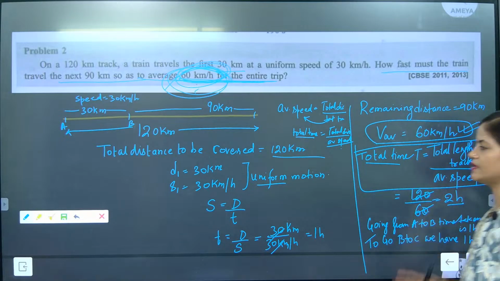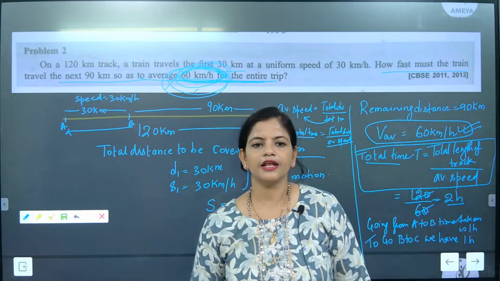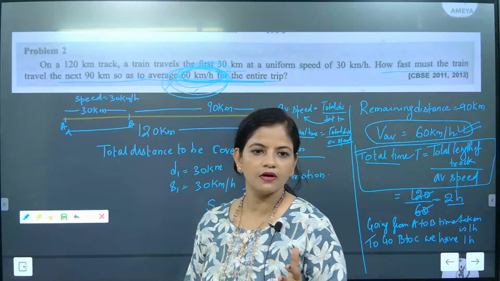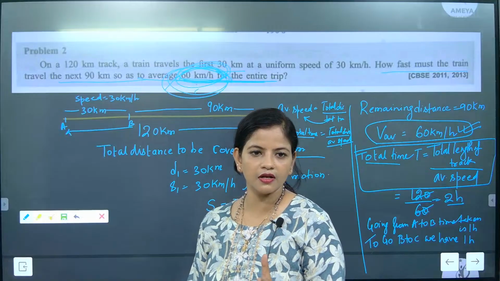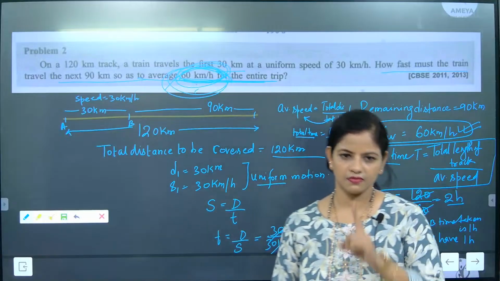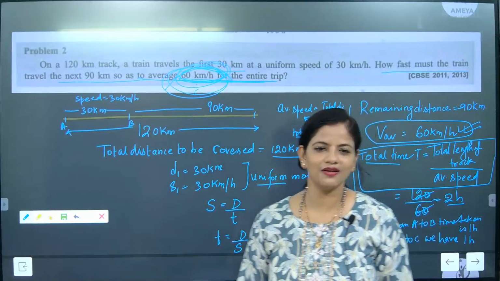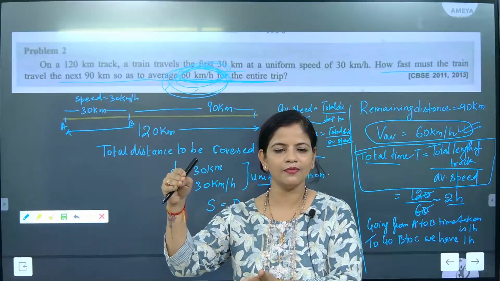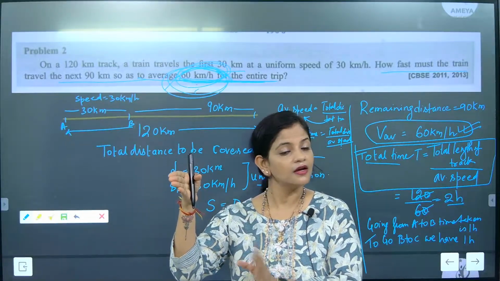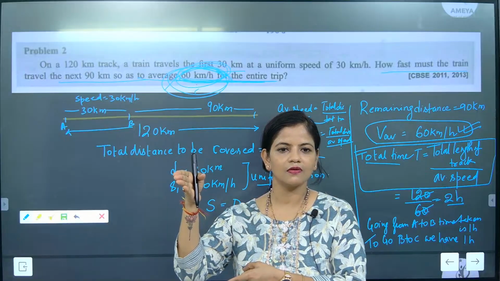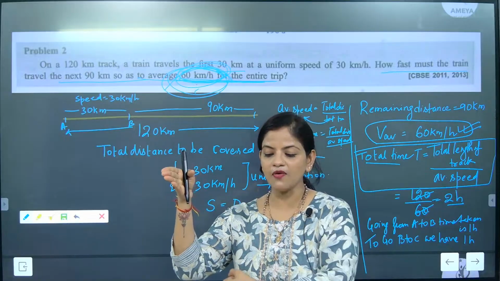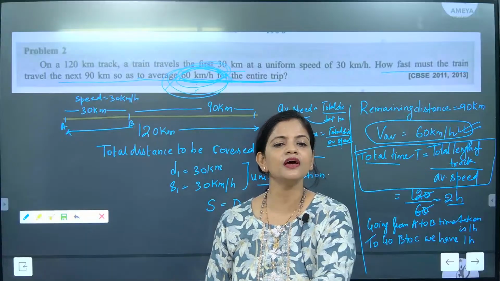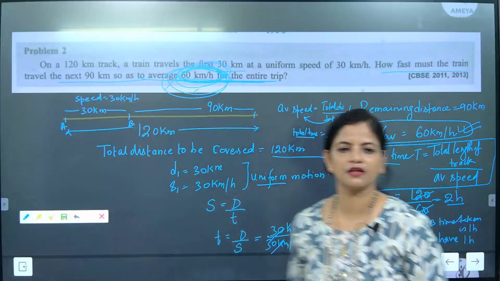Can you write one small thing there? Tell me, what is the distance left? 90 kilometer. How much time do you have? What should be the speed? Speed is equal to distance by time. Distance is 90, time is 1 hour. So what should be the speed? 90 kilometer per hour. That's it.